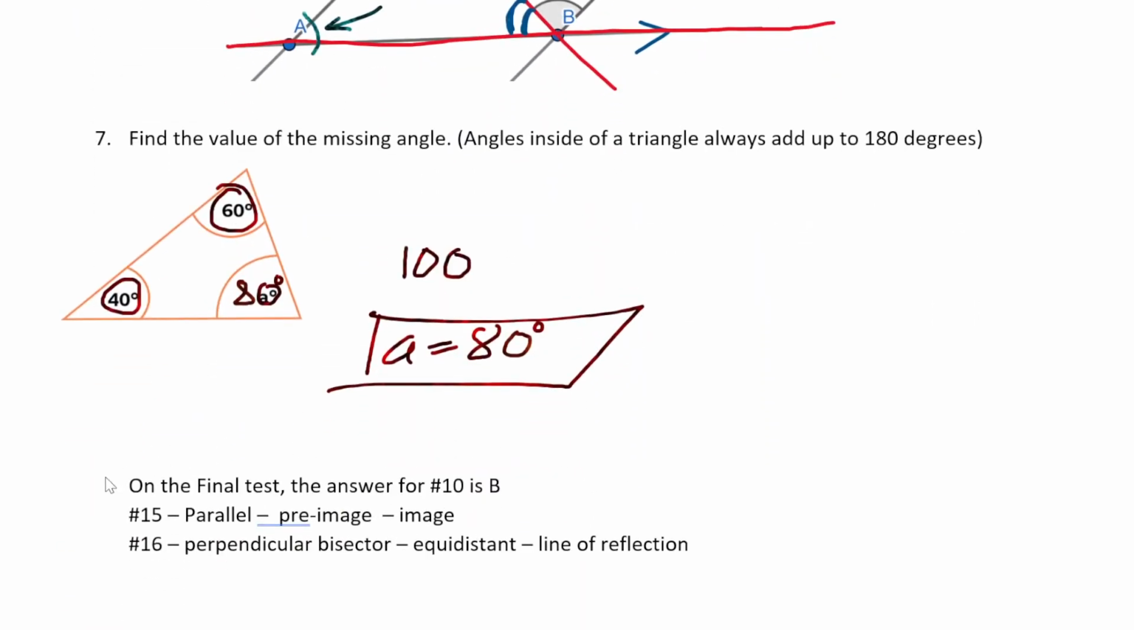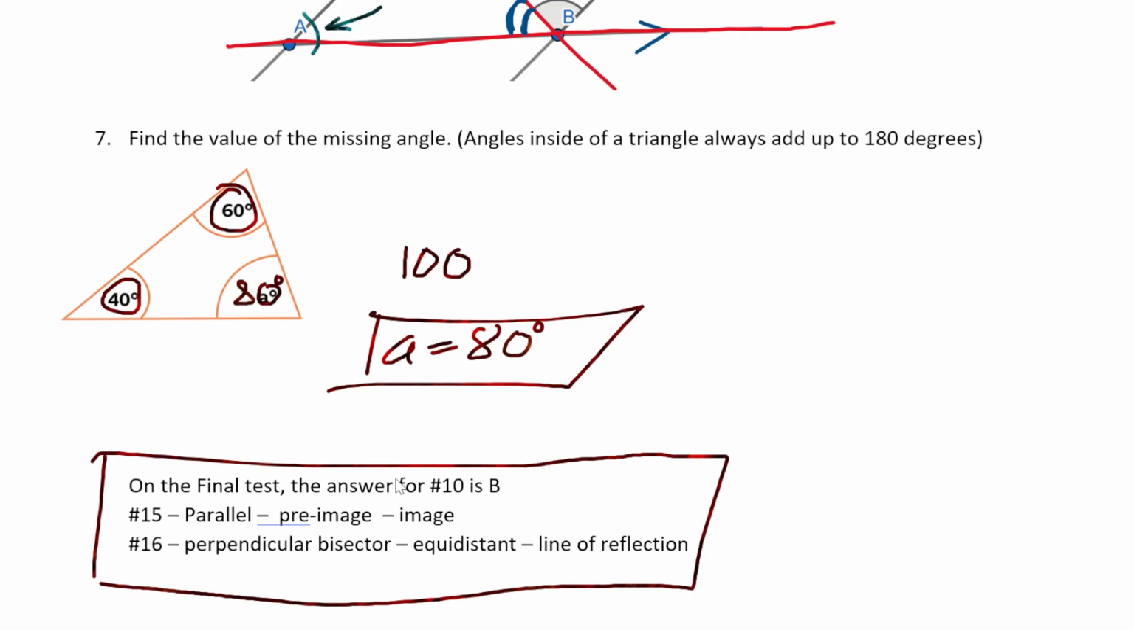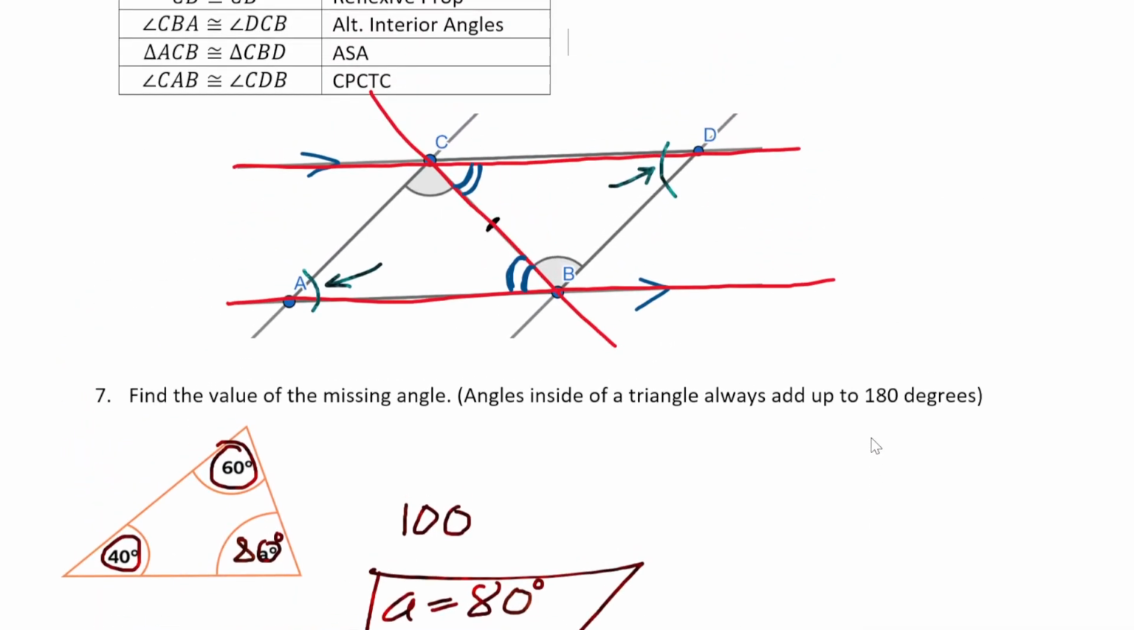Right here, these parts right here are actually solutions that you will see on the test. Technically, I'm giving you the solutions right here. Okay, so for question 10, the solution is B. Question 15, the solutions are parallel, pre-image, and image. 16 is perpendicular, bisector, equidistant, and line of reflection. I'll remind you of this on the test, but this is it.